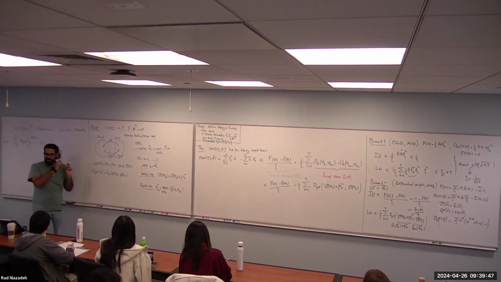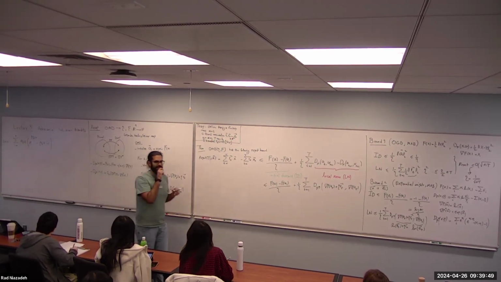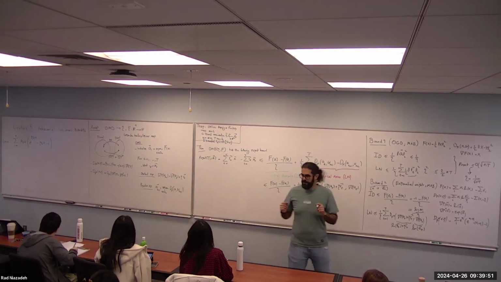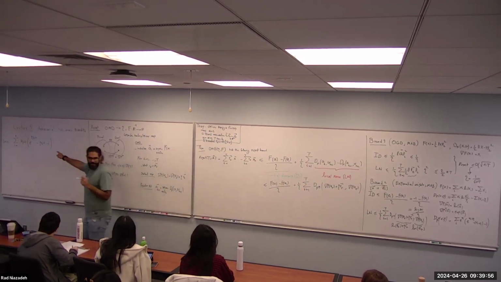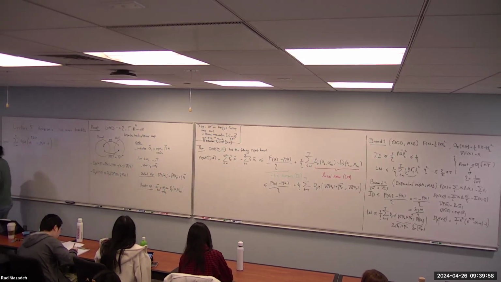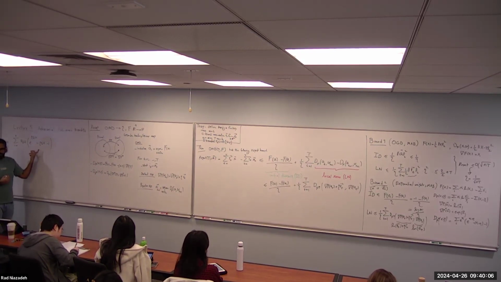Does this look familiar? Are you guys ready for your midterms? This is exactly the bound that we got in the first lecture. If you look back, we used this potential function argument, and then we had several steps, but eventually that was literally the final bound that I got.